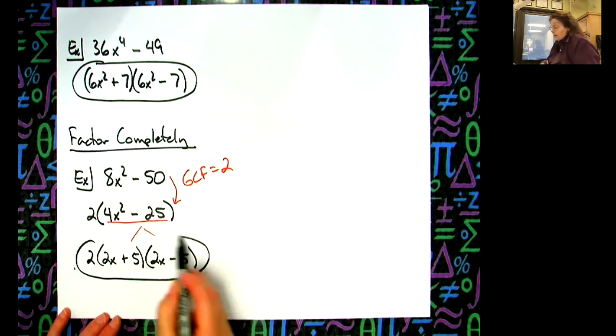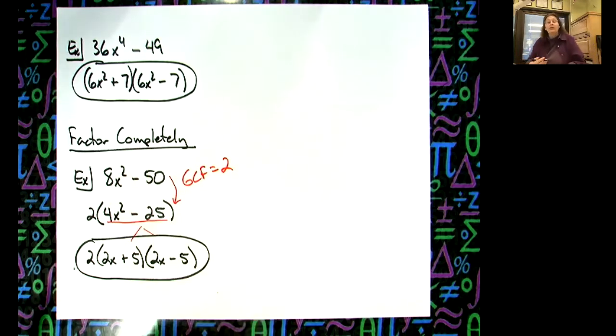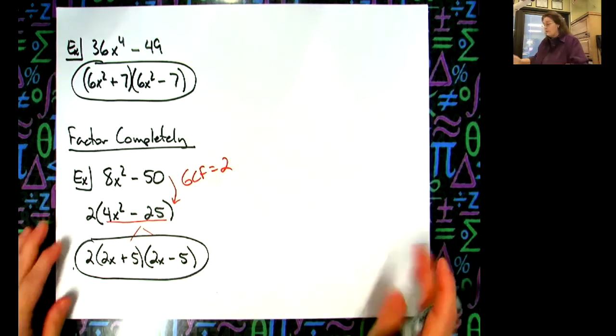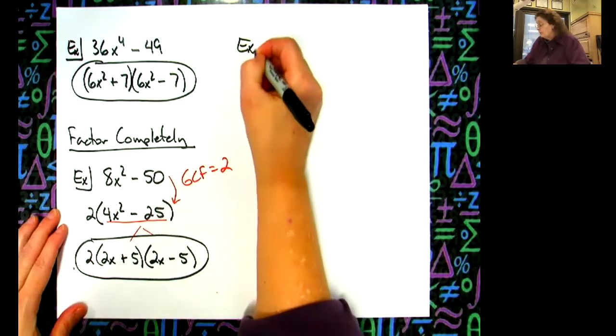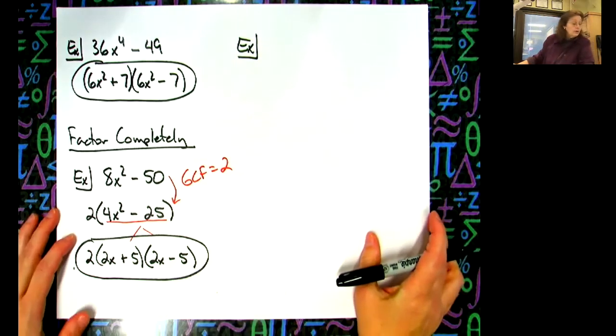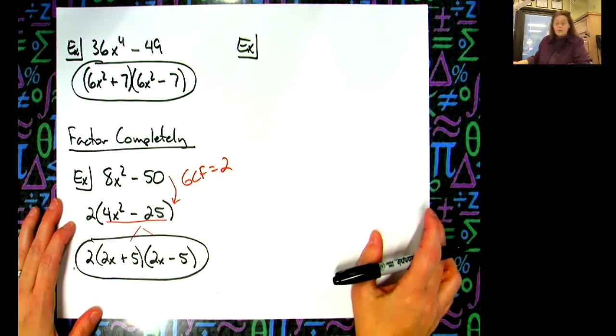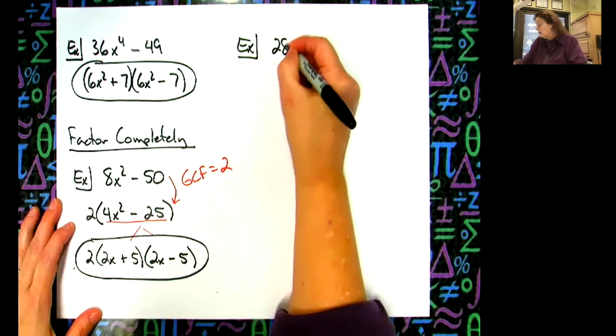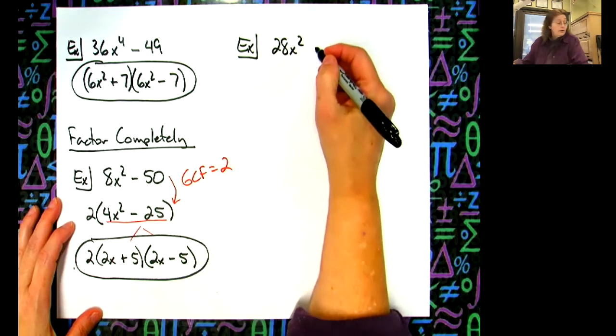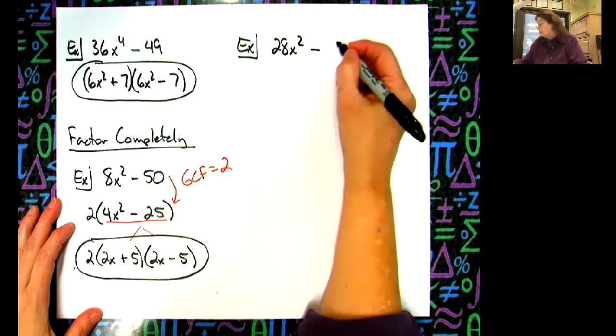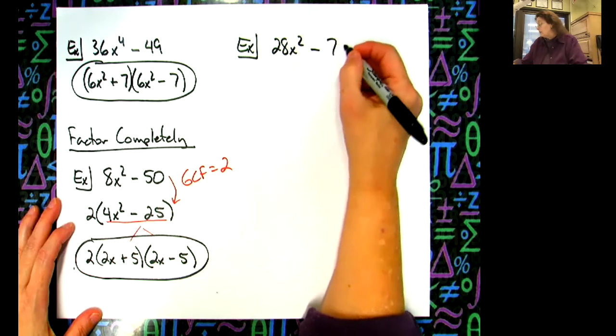Okay, so that is how we're going to just keep building in this chapter. We're going to just keep adding different types of factoring techniques to each problem. Okay, let's see if we can come up with another one. Let's do like a 28x squared minus 7y.